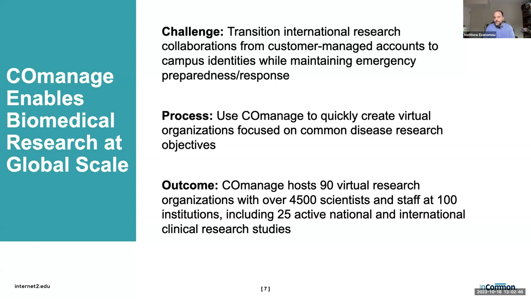And to give you an idea of some of the numbers involved, we currently have 90 virtual research organizations, or VROs, with over 4,500 scientists and staff across 100 different locations. And that includes 25 active national and international research studies. With co-manage, we can quickly create new virtual research organizations that are focused on common disease research objectives.